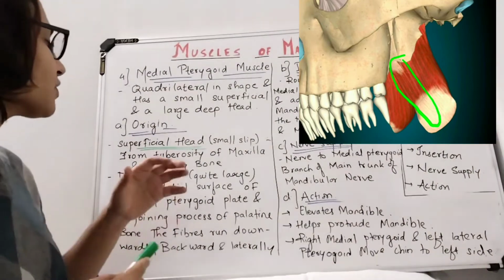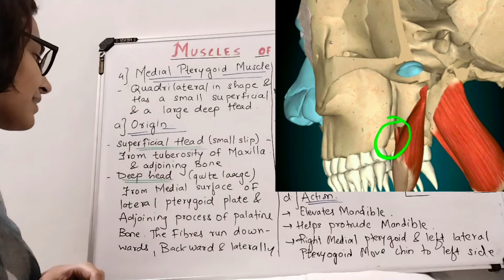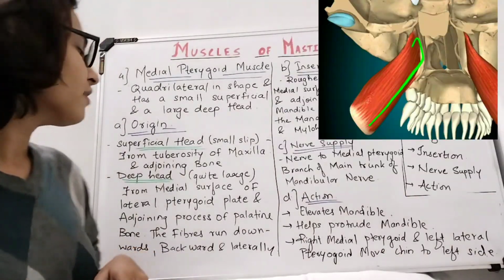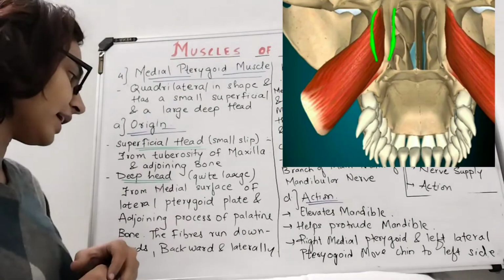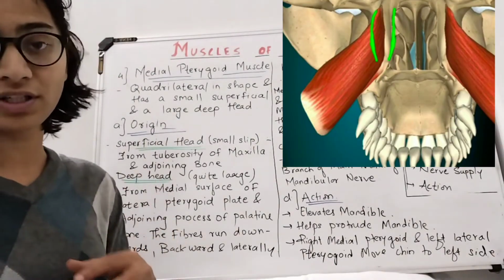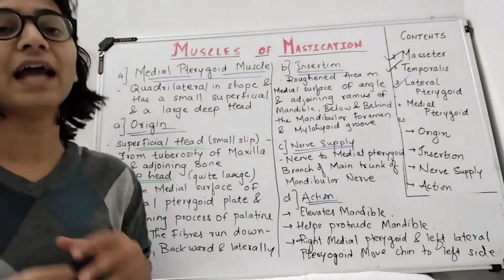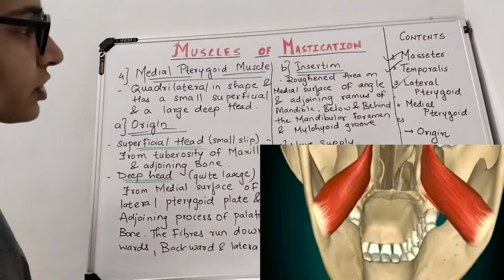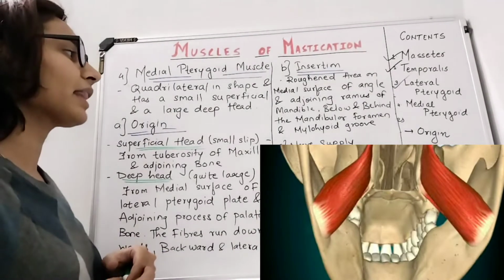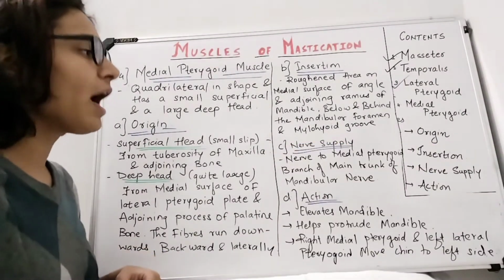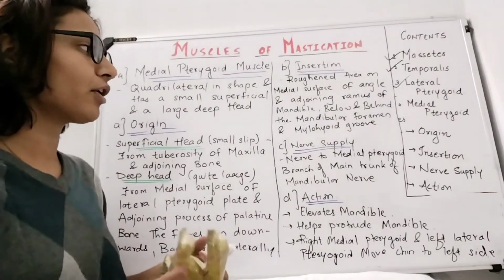Superficial head is a small slip. It arises from the tuberosity of the maxilla and adjoining bone, while deep head arises from the medial surface of lateral pterygoid plate and adjoining process of the palatine bone. The fibers run downwards, backwards and laterally. So the insertion is roughened area of the medial surface of angle and adjoining ramus of the mandible, below and behind the mandibular foramen and mylohyoid groove.